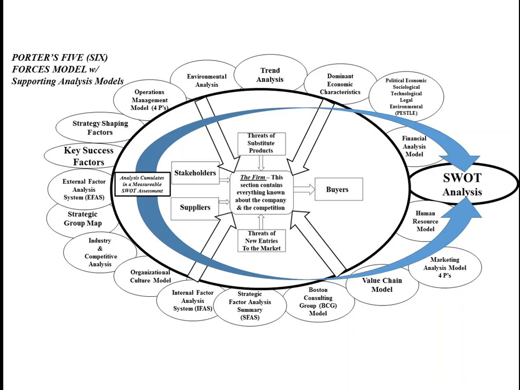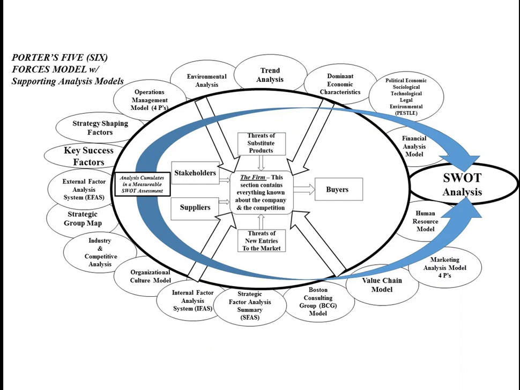And PESTLE is just another way of looking at the environmental analysis. A financial analysis: income statement, balance sheet, ratio analysis. Human resources: we want to look at things like hiring practices, firing practices, progressive discipline, the award system, the reward system, promotion system, all the things you do in human resources that make your company strong. The marketing, the 4 Ps of marketing, you want to do a deep dive into price, promotion, place, and people, and the value chain model.